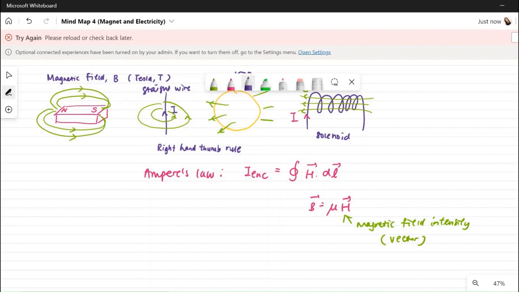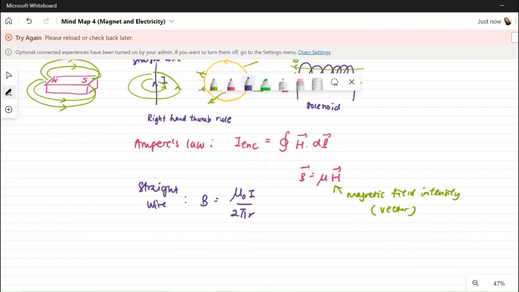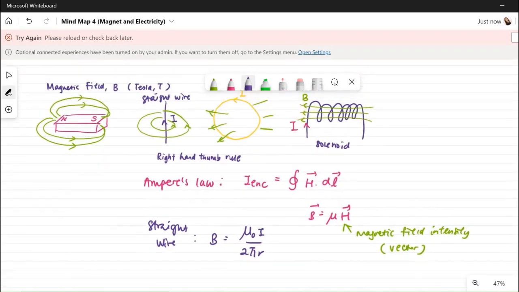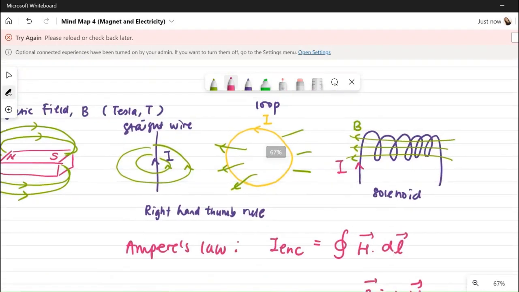So if you use Ampere's law, you can derive it for a straight wire. The magnetic field B is equal to mu naught I divided by 2 pi r, where I is the current on the wire, and r is the distance from the wire to the point of interest. So for example, if I refer to this straight wire, from the wire to the point of interest, this is r. So you're able to find the magnetic field at this point.